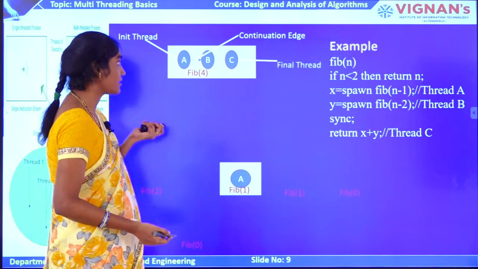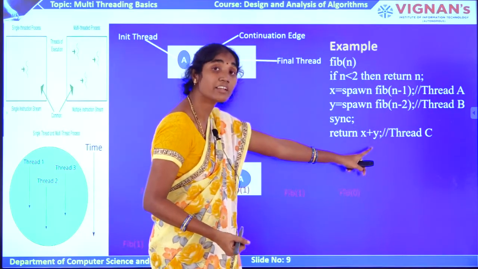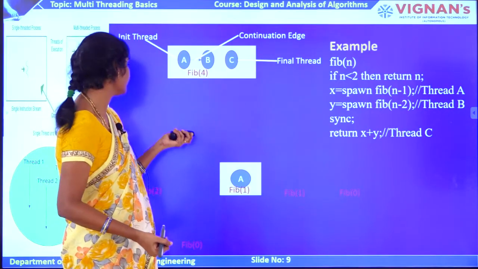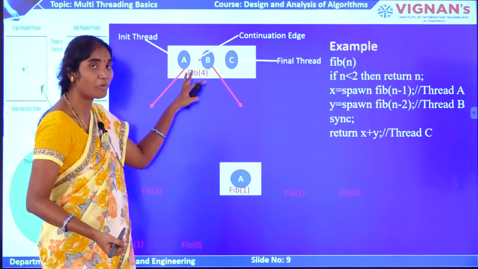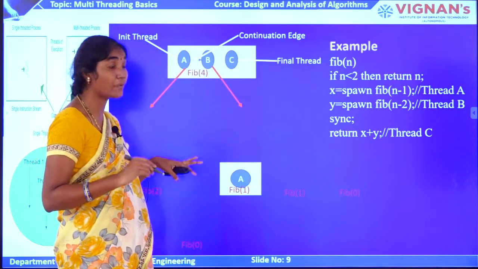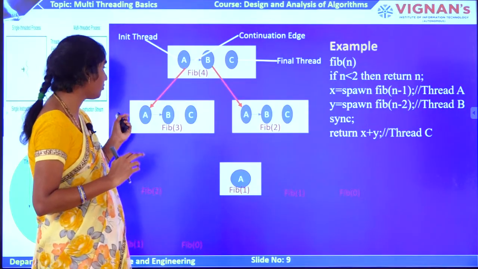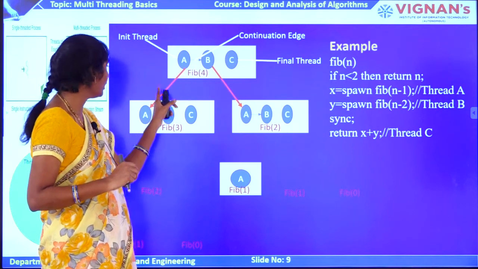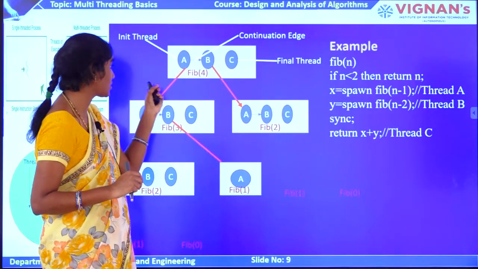Now C is a final thread. Why? Because under thread C we are returning the result. So C is the final thread or final solution, right? Now A and B together are nothing but fib of 4. In order to measure fib of 4, I require fib of 3 and fib of 2, which is the sum of fib of 3 and fib of 2. So here I have a spawn, and red represents the spawn edge.